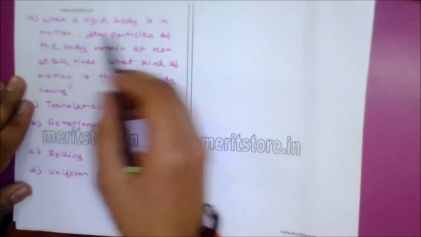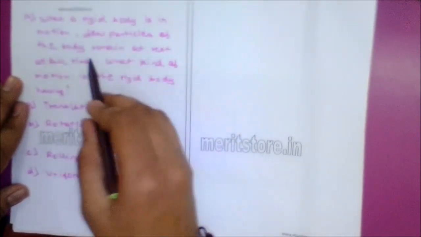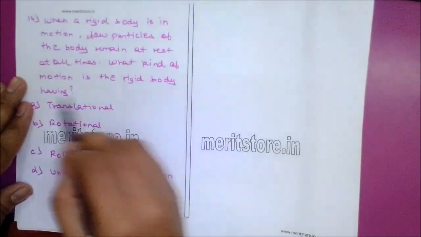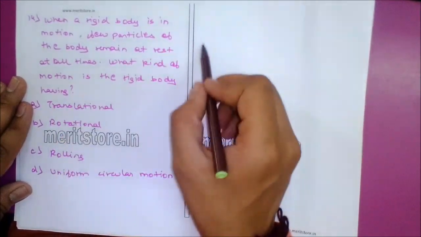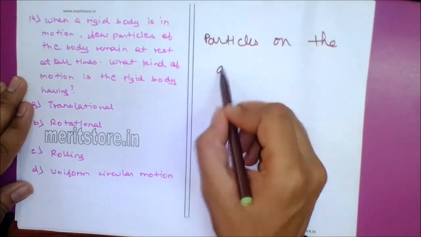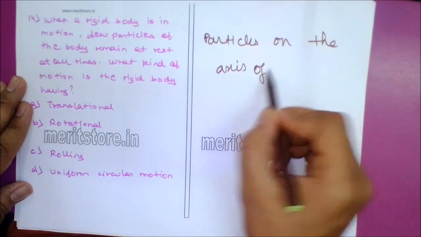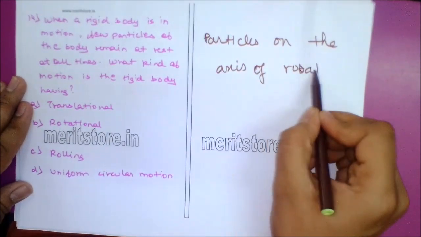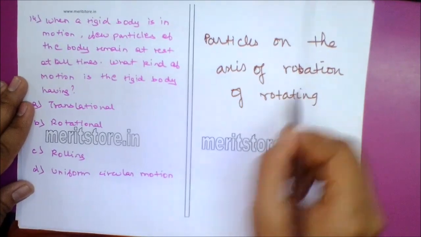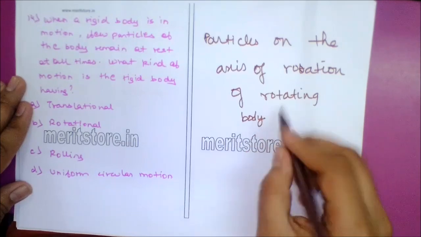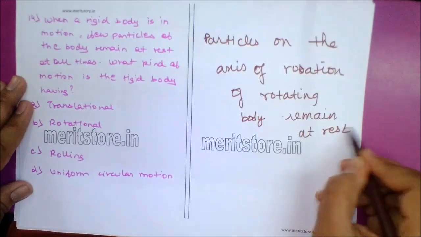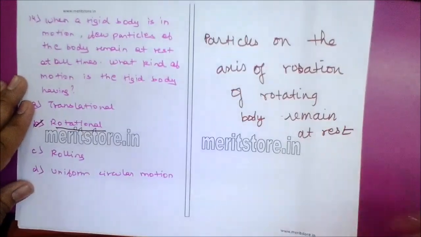Question number 14. When a rigid body is in motion, a few particles of the body remain at rest at all times. What kind of motion is the rigid body having? So we know particles on the axis of rotation of a rotating body remain at rest. So option B, rotational, is the correct answer.